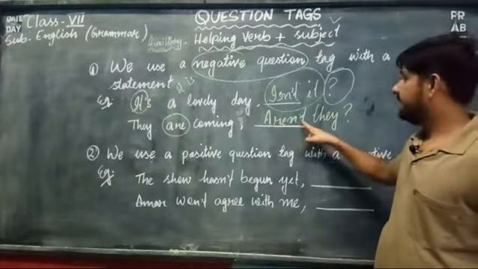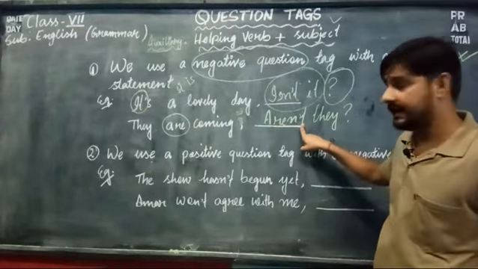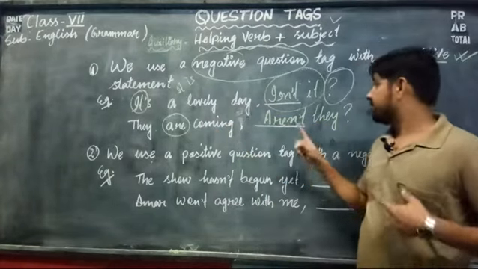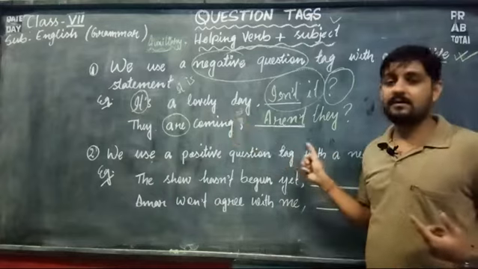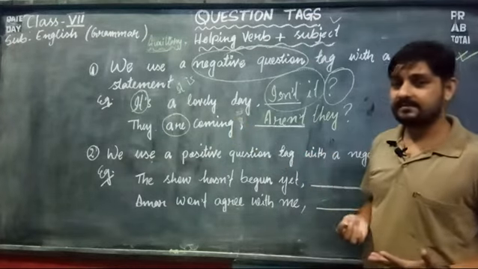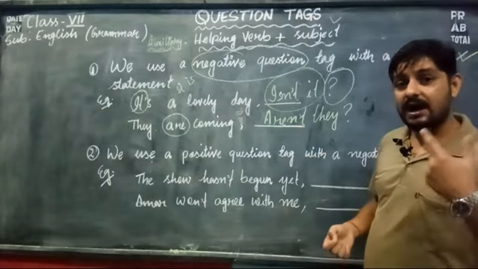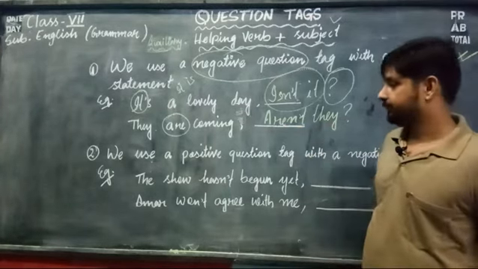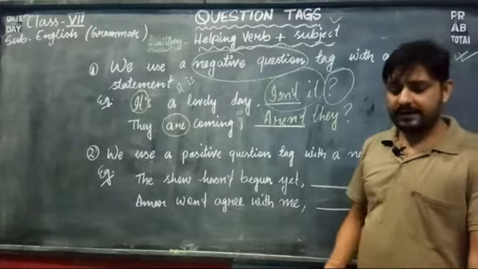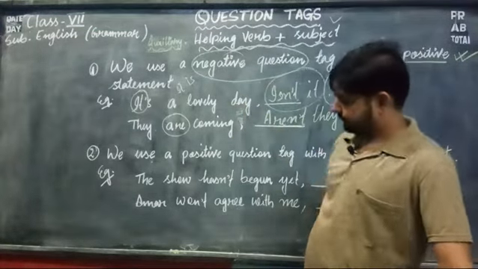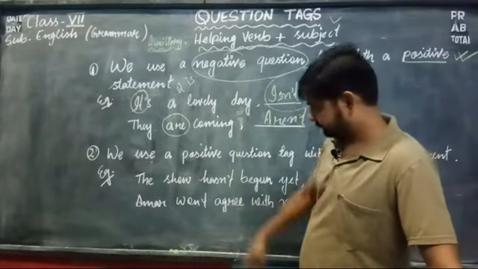Helping verb, then make it negative, then the subject. You add the subject. They are coming, aren't they? Yes. Or in short, aren't they, we say, or are not they? Are not they?